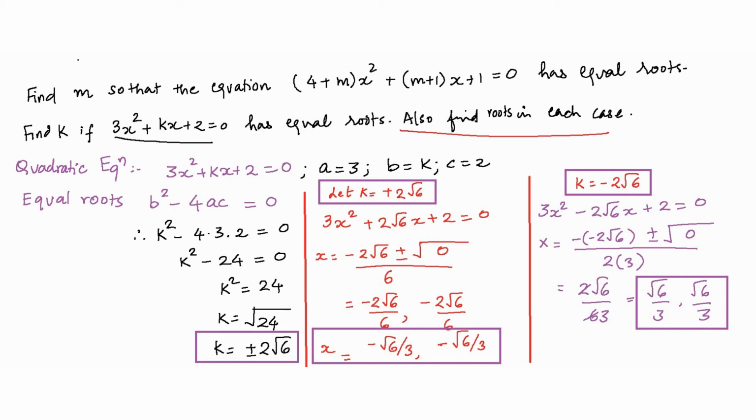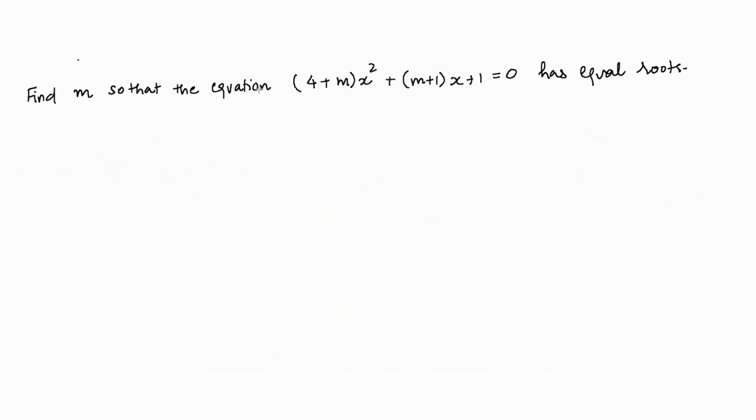Moving on to the next question. Find m so that this particular equation has equal roots. So equal roots means the roots are real and equal, right? So discriminant has to be equal to 0. Discriminant equal to 0 means b square minus 4ac should be equal to 0, right?